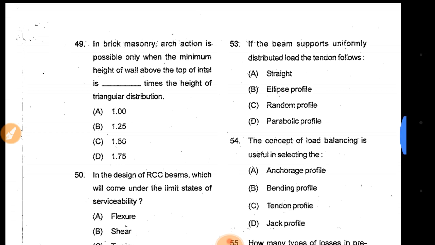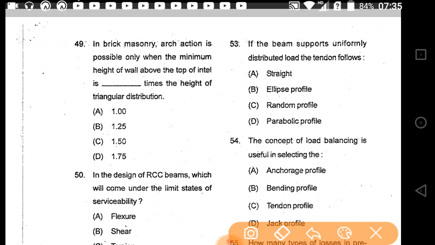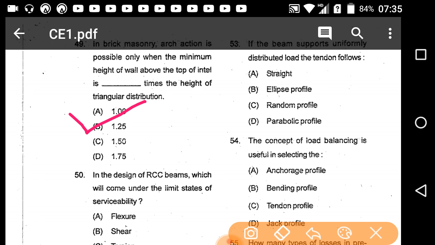Question number 45. In brick masonry, arch action is possible only when the minimum height of the wall above the top of a lintel is 1.25 times the height of the triangular distribution. That is option B will be the correct answer.